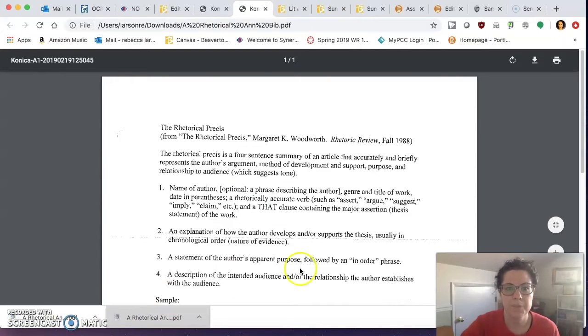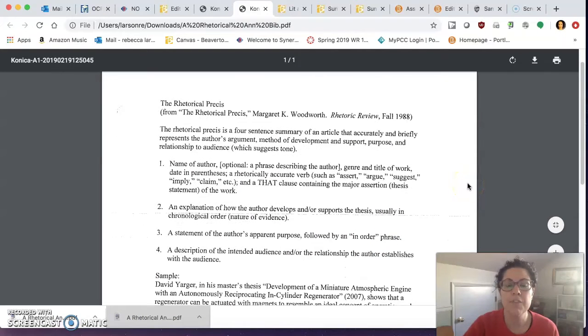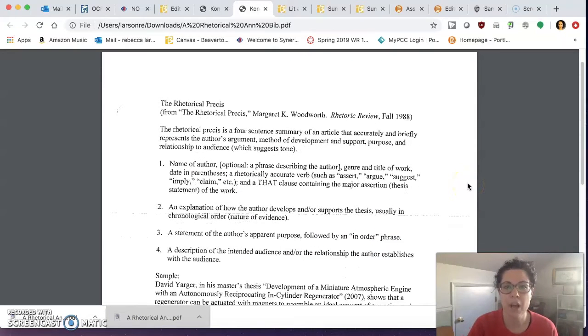So here's the assignment. The Rhetorical Precis is a 4-sentence summary of an article that accurately and briefly represents the author's argument, method of development, support, purpose, and relationship to audience. This is very strong academic language, but I want you to be really cognizant of your writing here. You're going to see how it breaks down each sentence, 1, 2, 3, 4. Each sentence is going to have all of this information in.